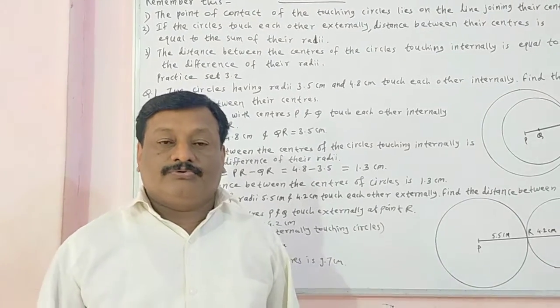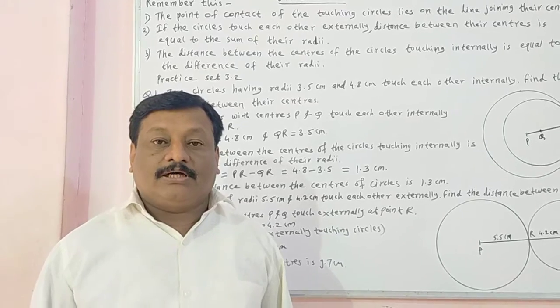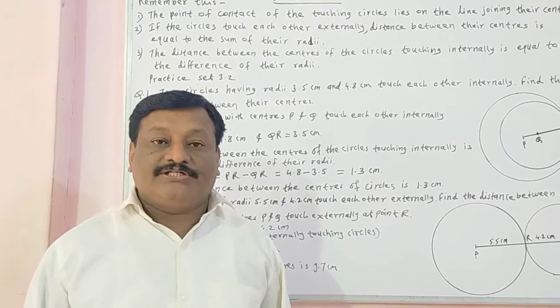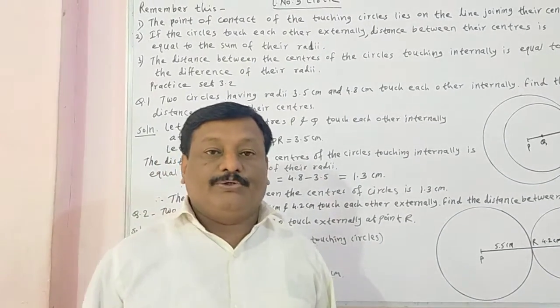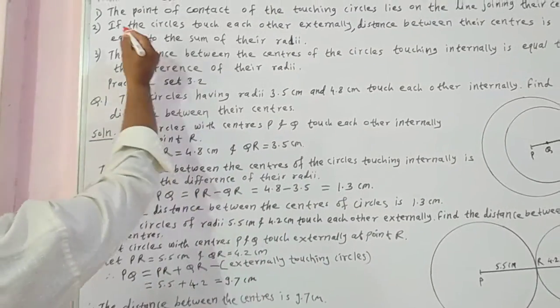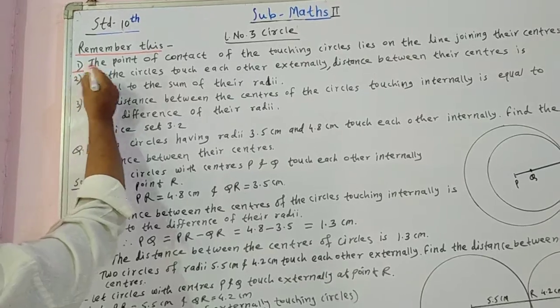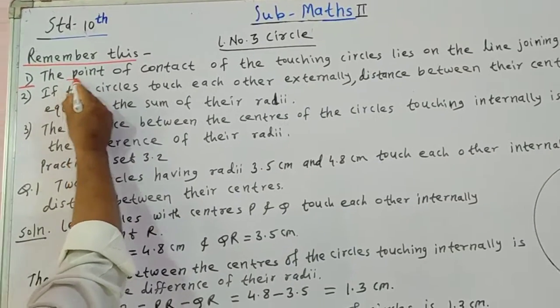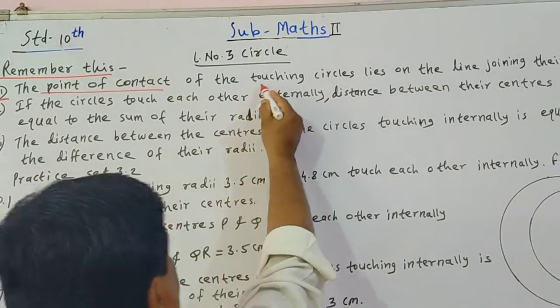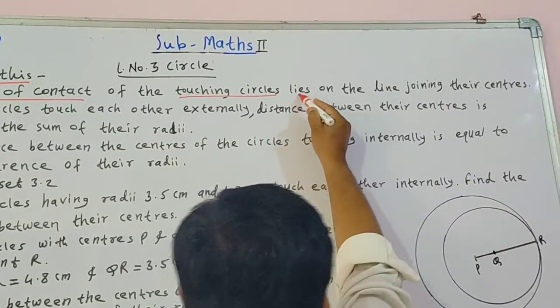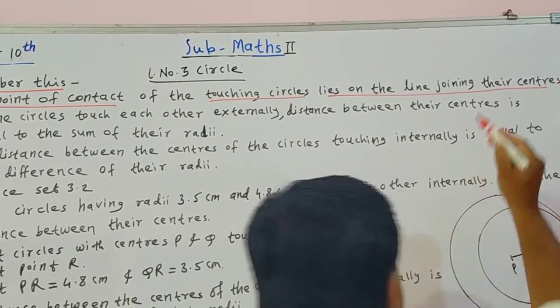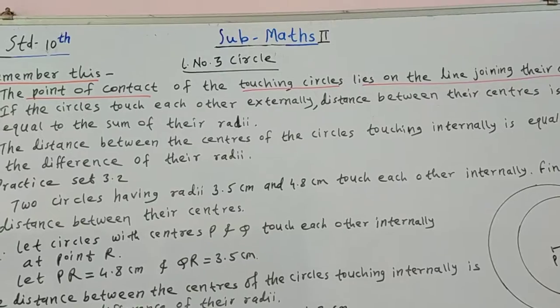First, we will see three important points and then we will solve two examples from practice set 3.2. Remember this. First point is the point of contact of the touching circles lies on the line joining their centers. This we proved in theorem.